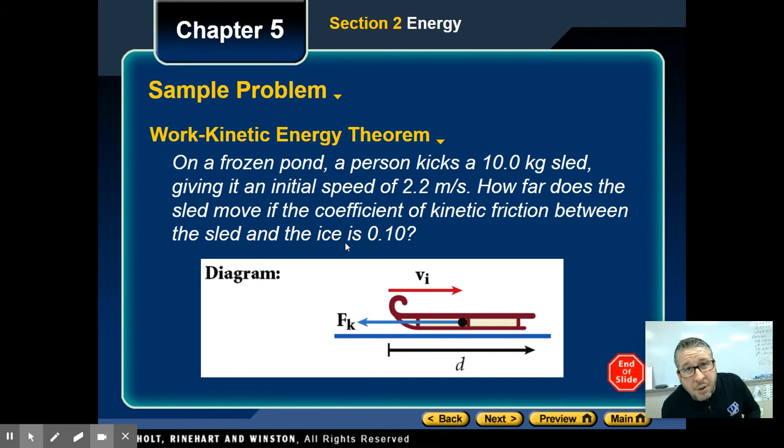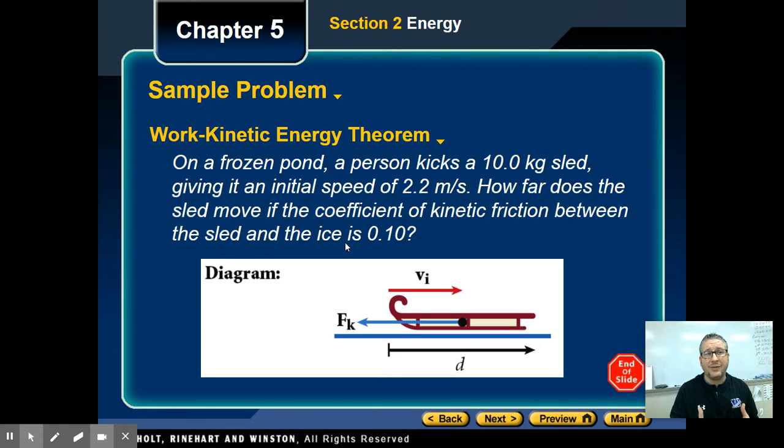We are on a frozen pond because that is always safe. We have a person who kicks a 10-kilogram sled because they're so mad, giving it an initial speed of 2.2 meters per second. Now remember that speed needs to be in meters per second, and mass needs to be in kilograms, from last video. How far does the sled move if the coefficient of kinetic friction between the sled and the ice is 0.10? All right, so what do we know?